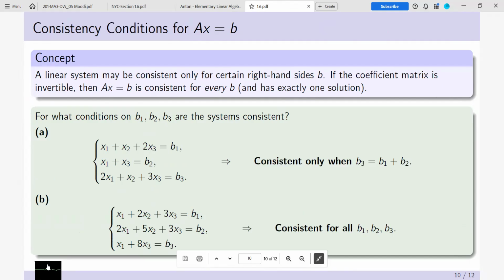Part A has a dependency in the left-hand side equations, so the right-hand side must match that same dependency. That is why we need the condition B3 equals B1 plus B2. Part B has an invertible coefficient matrix, so every B works and there is exactly one solution each time.